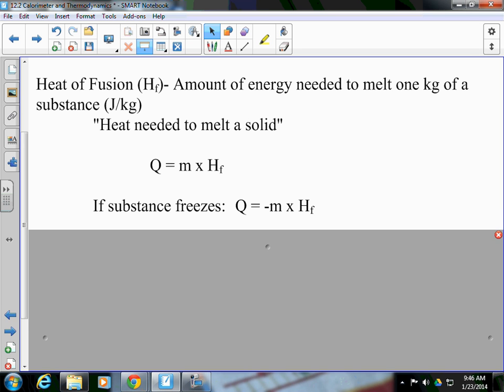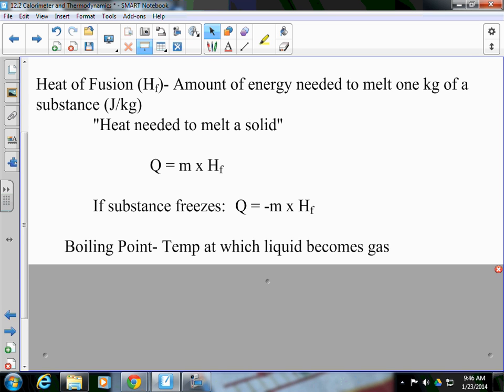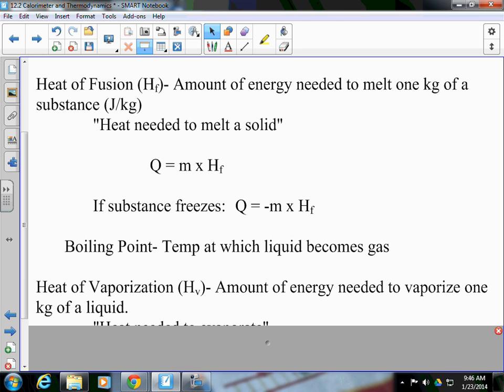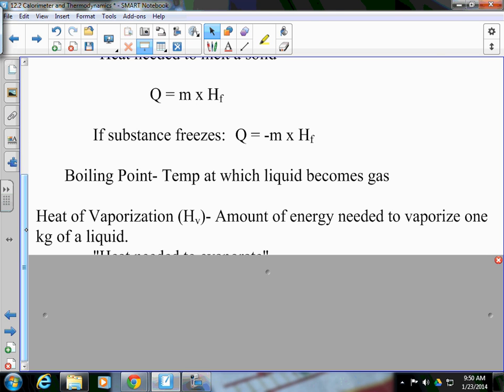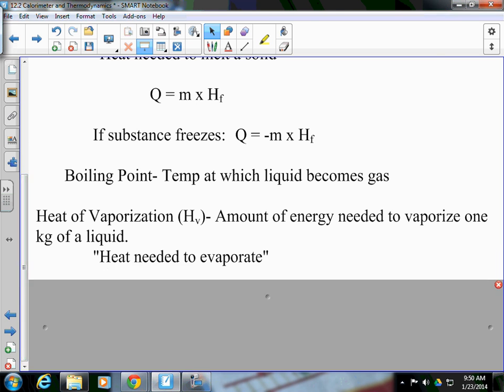What happens if we're going from a liquid to a gas or gas to a liquid? Well, then we're dealing with the boiling point. The boiling point is the temperature at which a liquid becomes a gas. That is heat of vaporization. So when we talk about heat of vaporization, we are talking about the boiling point, liquid to a gas. And remember, it's the heat required to evaporate. Anytime you go through a phase change, it requires heat to transfer that from a liquid to a gas, or a liquid to a solid, or solid to a liquid, or vice versa.